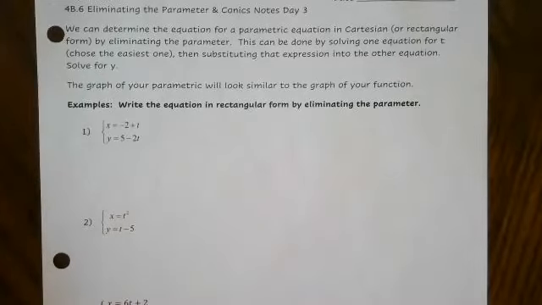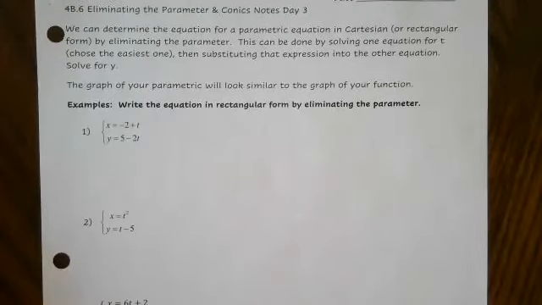We're continuing with our parametric equations now. We're going to work on eliminating the parameters today. It says we can determine the equation for a parametric equation in Cartesian or rectangular form by eliminating the parameter. So we're going to change it from a parametric equation to the functions that we're used to with a Cartesian.